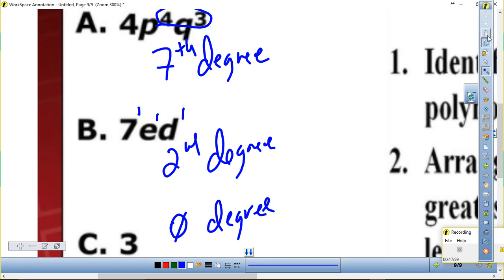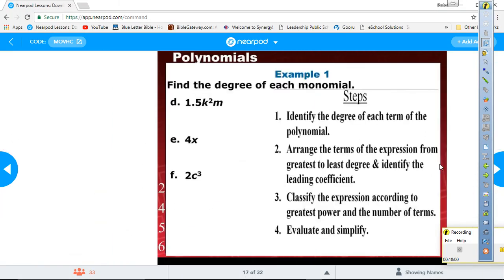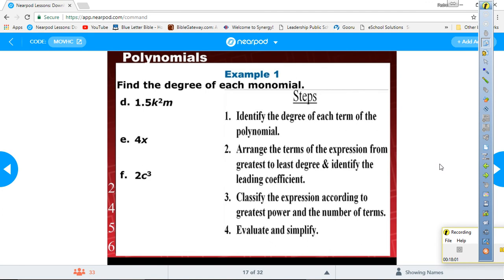All right. These next ones, copy on your paper, please. Example 1, D, E, and F. And I'm going to go ahead and forward your screen so you can give me your answers on the screen. You can write on the screen.